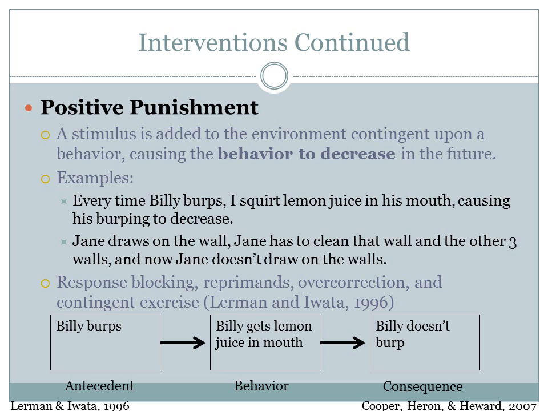There are several different types of punishment. To name a few, we have response blocking, reprimands, overcorrection, and contingent exercise. An example of overcorrection is seen here with Jane drawing on the walls. Jane colored on the wall. Now Jane has to clean that wall plus 3 other walls in the room. Therefore, Jane does not color on the wall anymore. She had to clean up her first mess, and on top of that, clean 3 other walls, even though she didn't color on them, to get the point across that she should not be coloring on walls. Something is added to the environment, cleaning 4 walls, to decrease her behavior of coloring on the walls in the future.